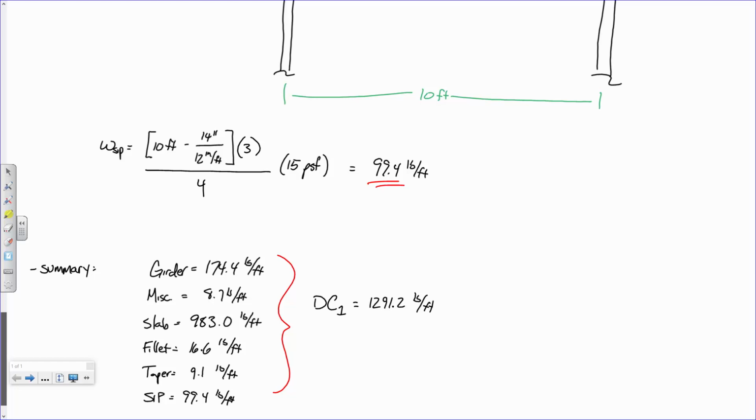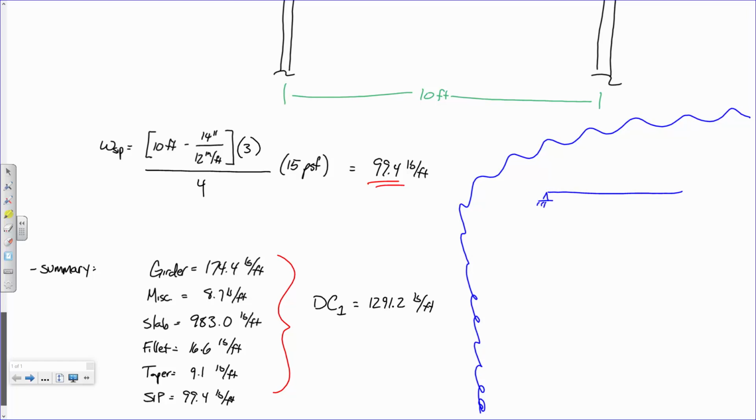What I mean by that is, I'll do my little thought bubble here. Essentially what you would have is your model, for example, and then you would have some distributed load on it. That distributed load would be 1291.2 pounds per foot. So what you could say is your moment from DC1 is WL squared over 8, your shear, et cetera, et cetera. So that would be your dead load moment.